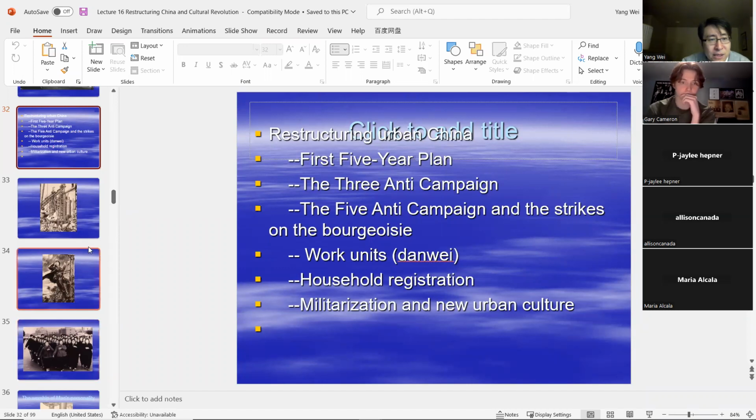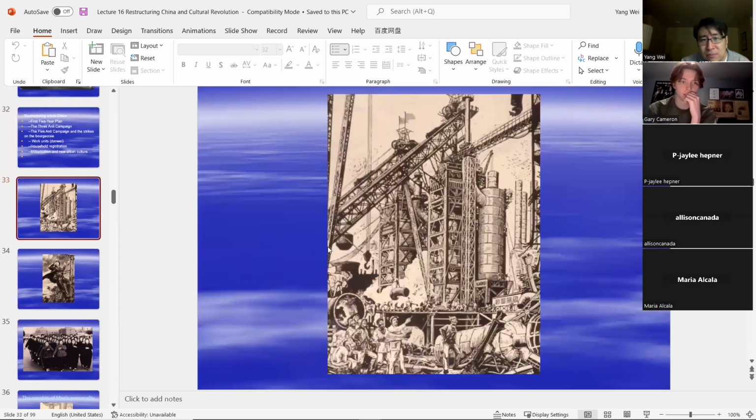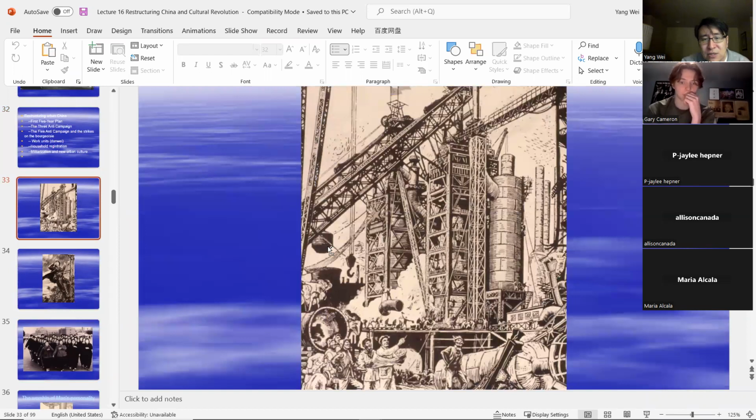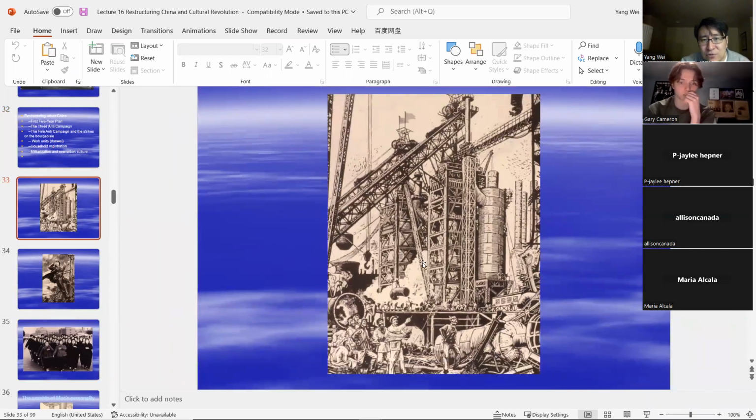All right, so yeah. I'll show you some propaganda posters of the Soviet Union supported factory projects.